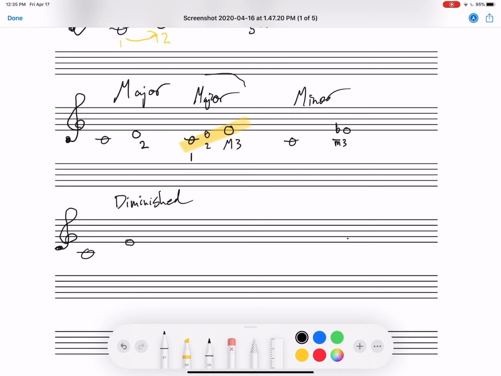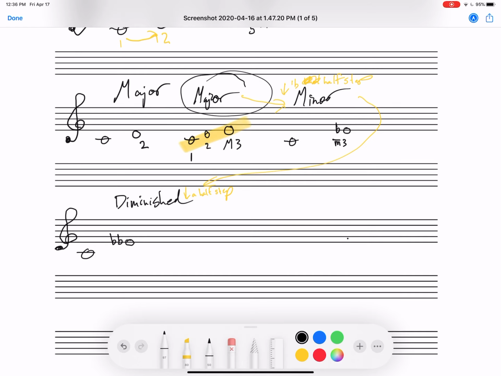So starting from this major key here, we go to the minor, so that's down a half step. And then to get to here, we're going to go down a half step again. So if we start with our E natural here, starting with our major, then we go to minor, which would be 1 flat. And then we're going to make it diminished, so it's going to add another flat.